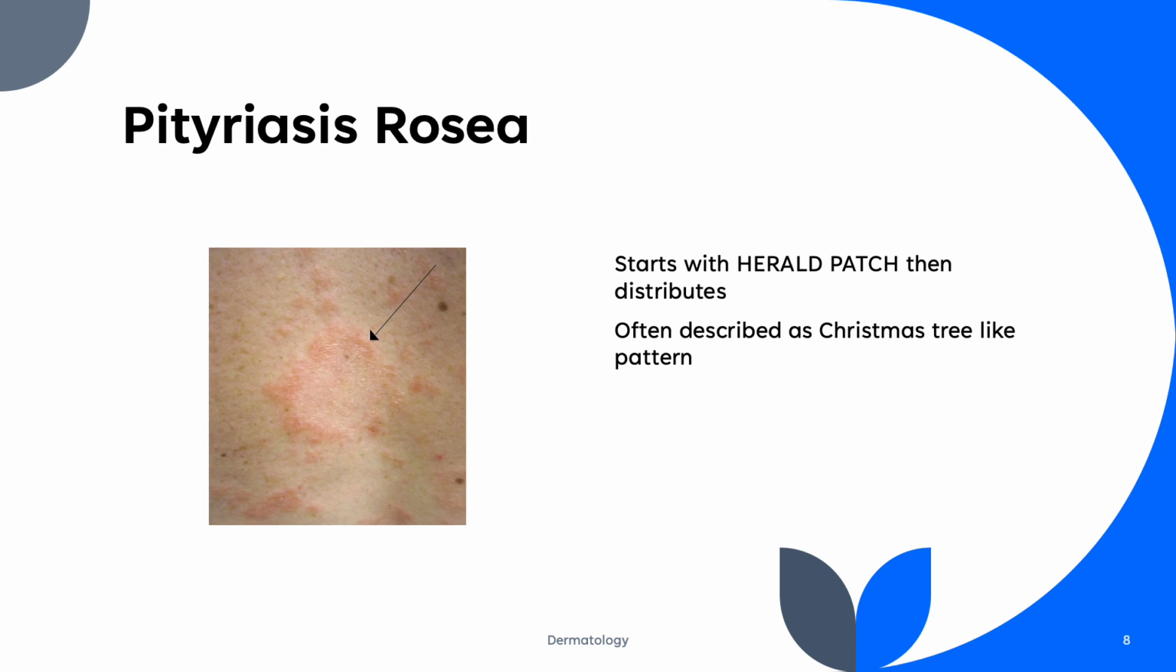In terms of appearance, the condition usually begins with a herald patch, which is a larger oval lesion that appears on the trunk. This is followed by the development of smaller oval lesions arranged in a characteristic Christmas tree pattern on the back. The rash may be mildly itchy, but is generally not painful, and most cases resolve spontaneously within 6 to 8 weeks without the need for treatment. However, topical steroids can help alleviate itching, and antihistamines may also be used for symptomatic relief.